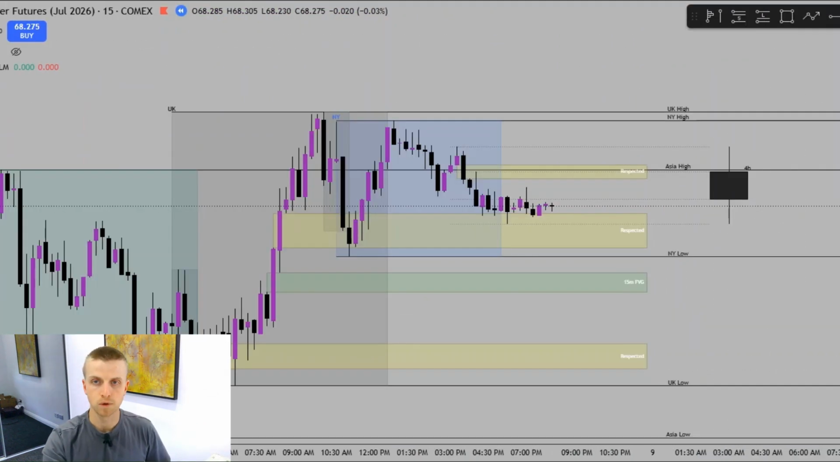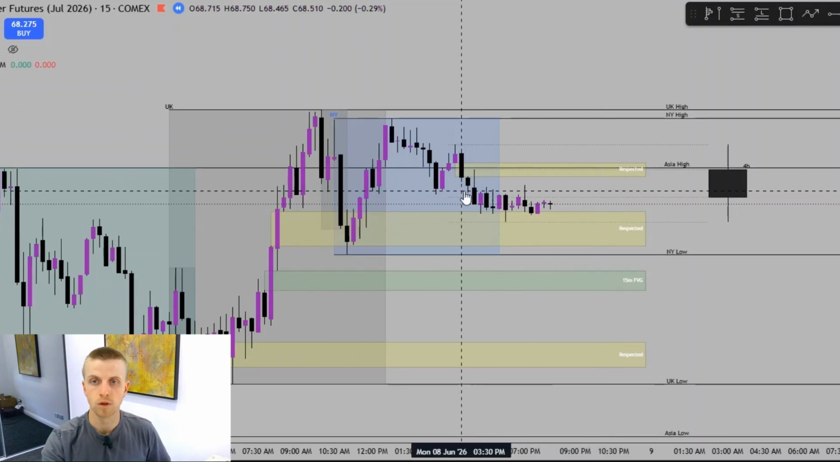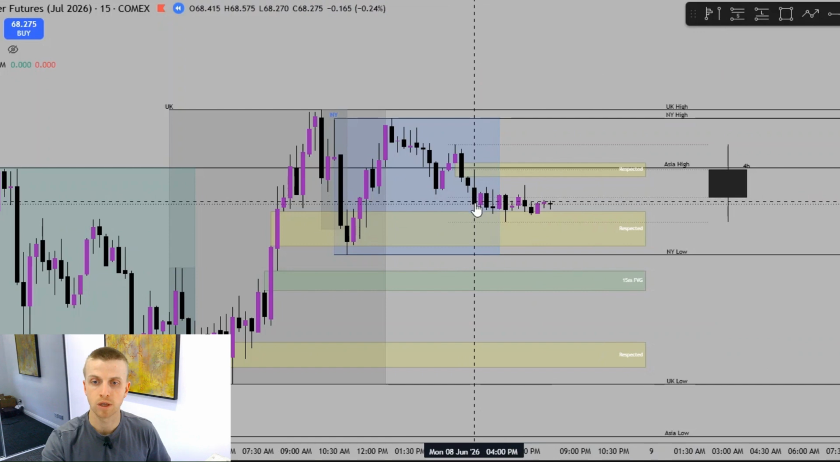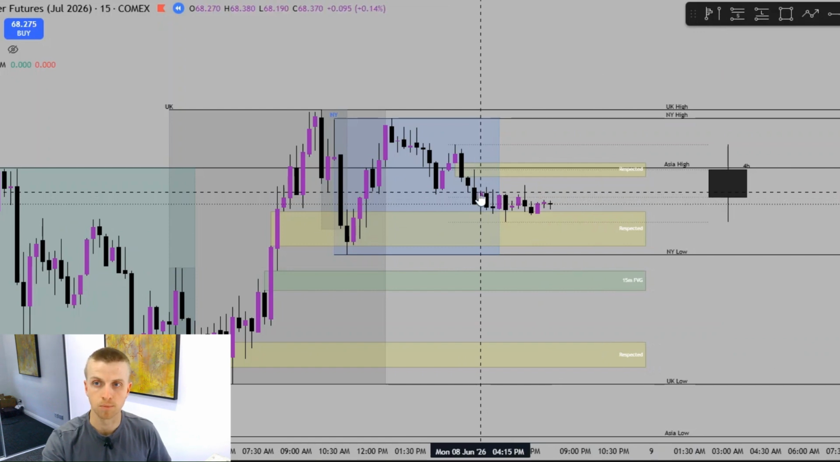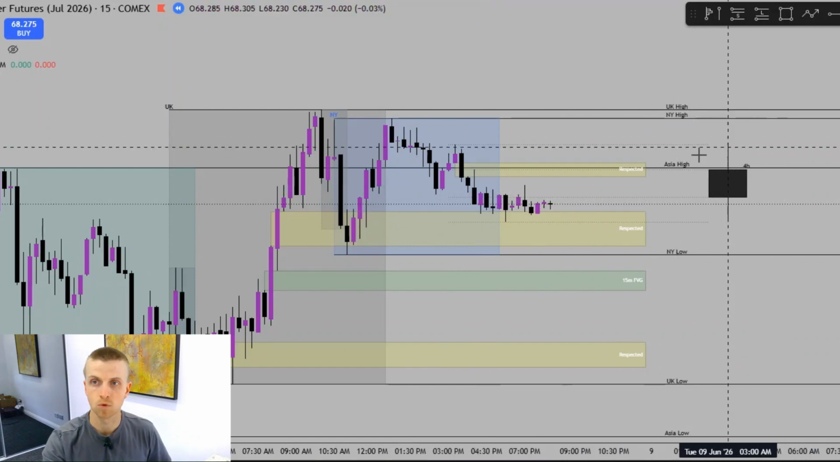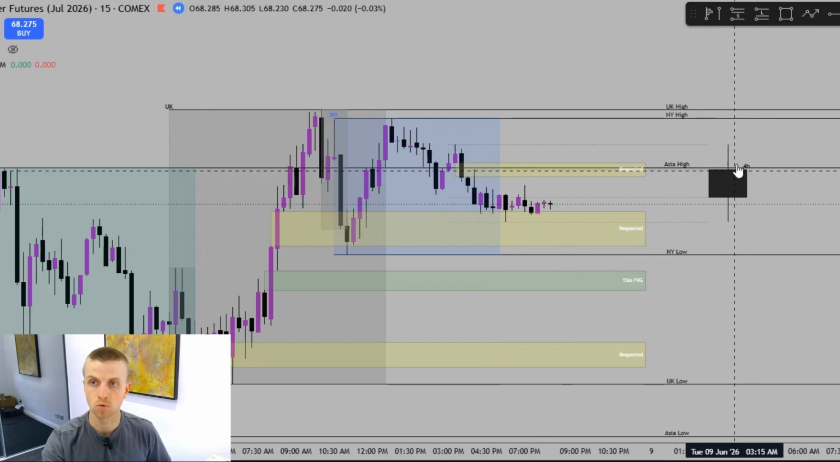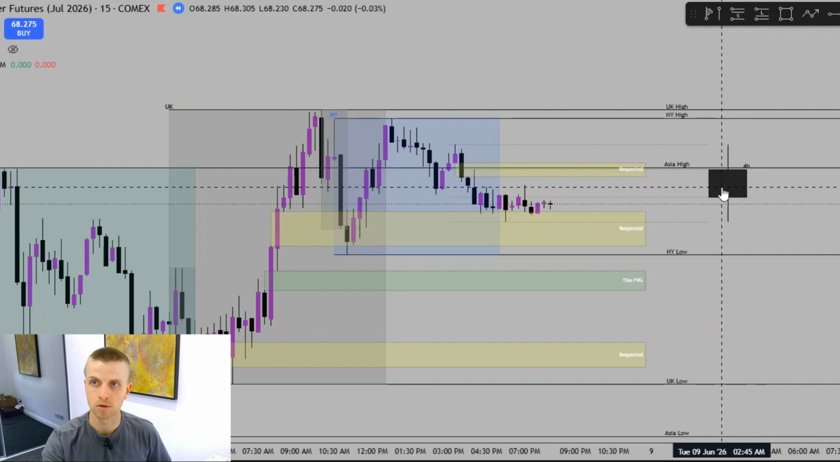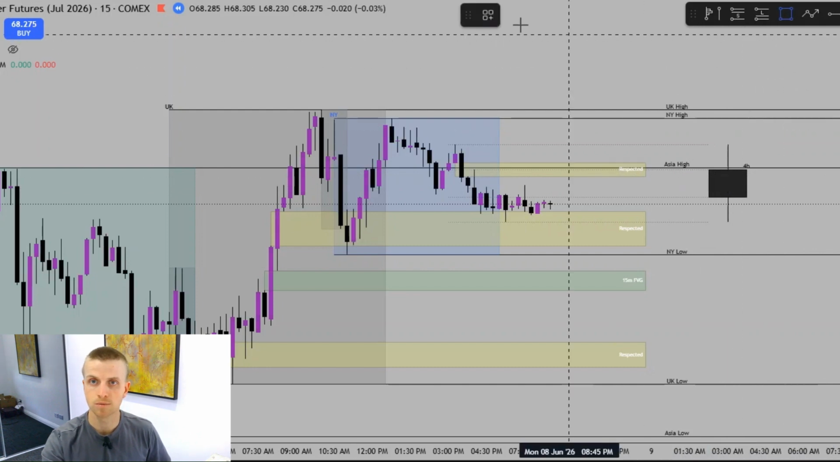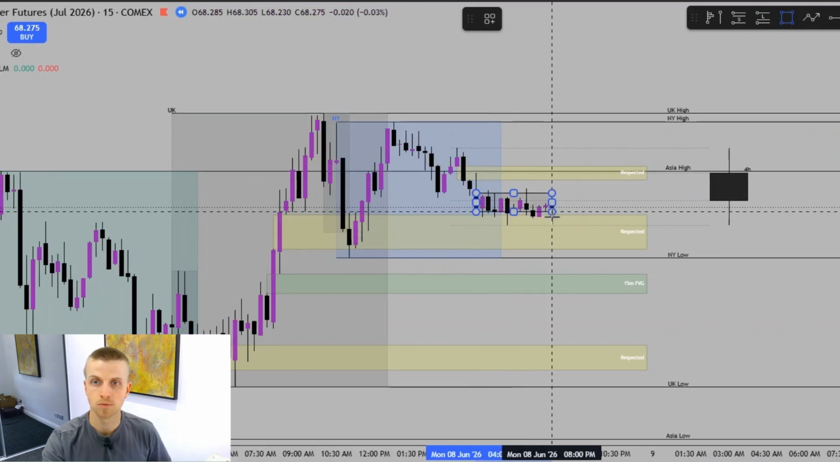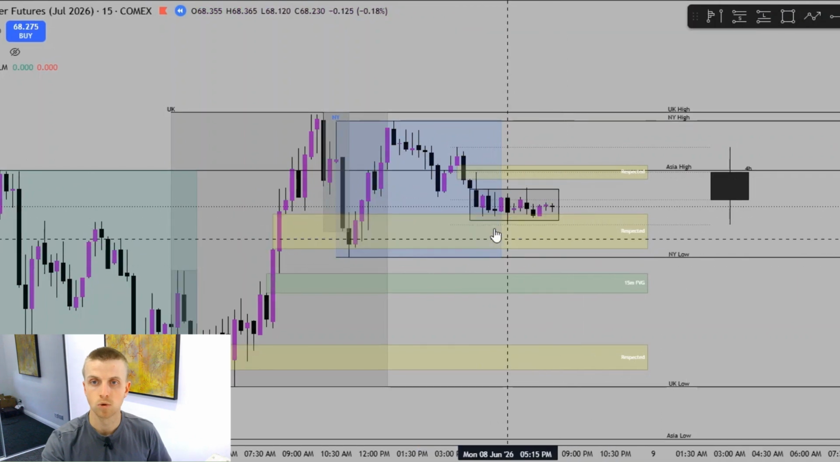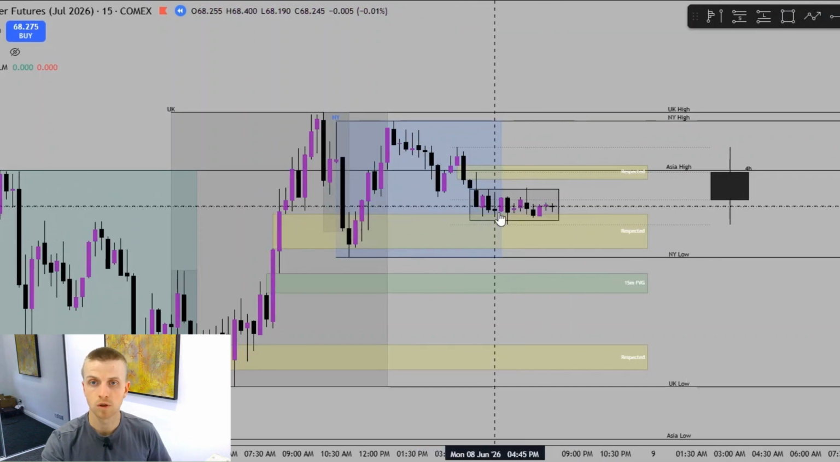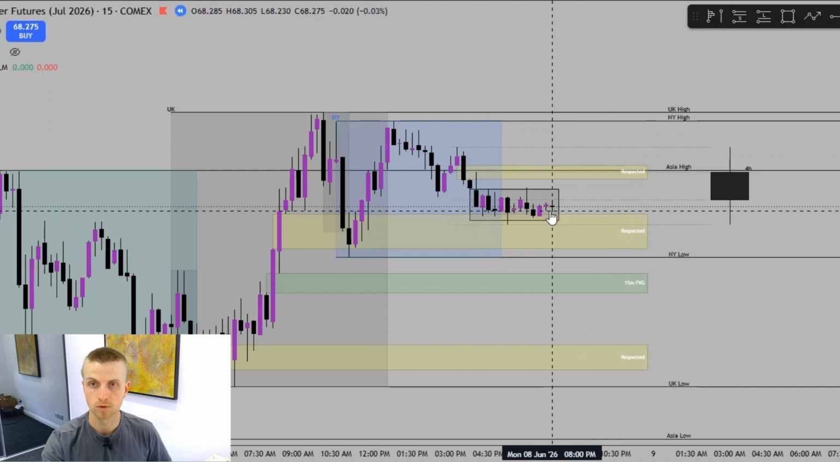Okay, so here's a perfect example of the power of 3 concept in play. Over here, we have a new 4-hour candle open at 4 p.m. This is what the 4-hour candle looks like. We have a small wick on the top side and the bottom side, a very small body, and that represents this accumulation, which is just a range with equal highs and equal lows.